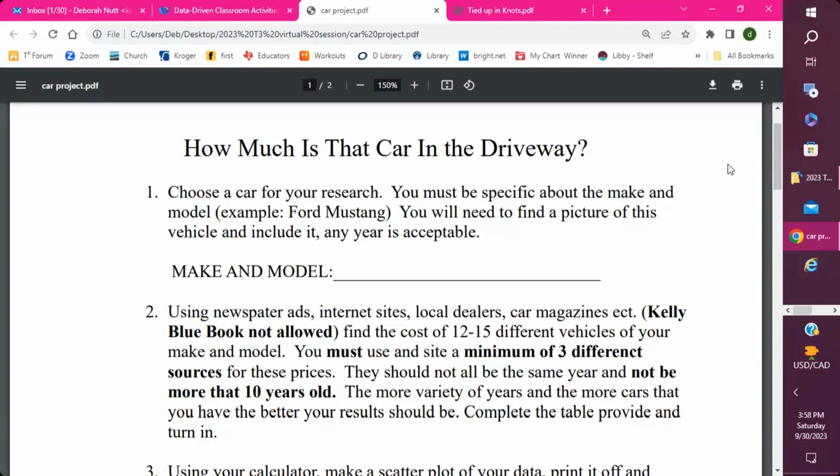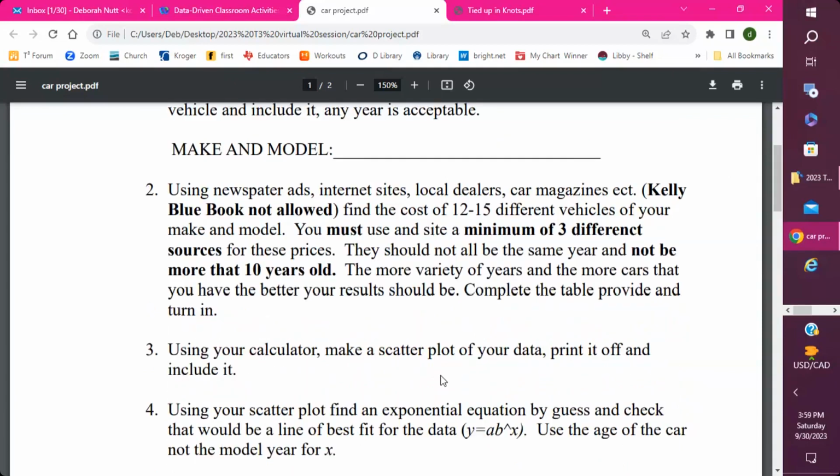I had Vets, I had Lamborghinis, I had Maseratis, and I had the Astro vans and the little VW bugs and everything. So I didn't care what they were. They just had to pick the make and the model of the car. They had to then go on their own and find at least 12 to 15 different vehicles, but not more than 10 years old.